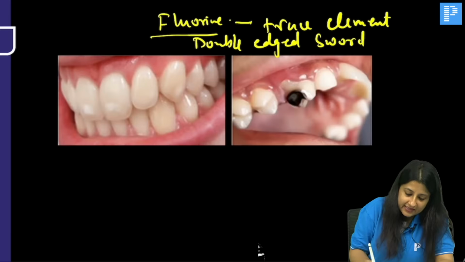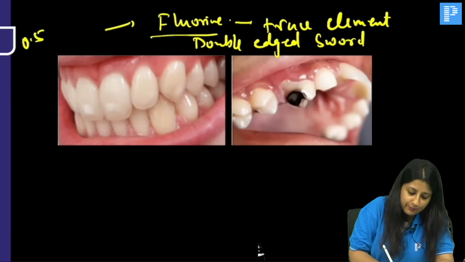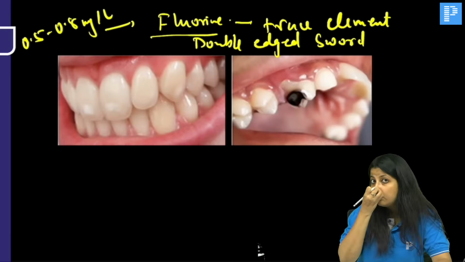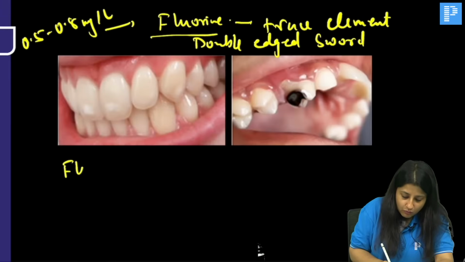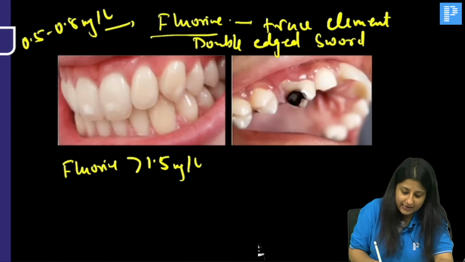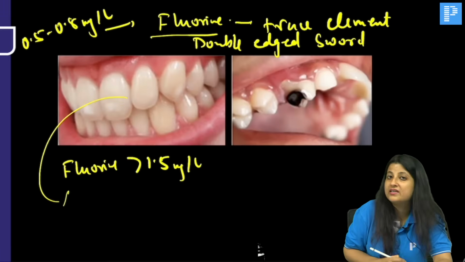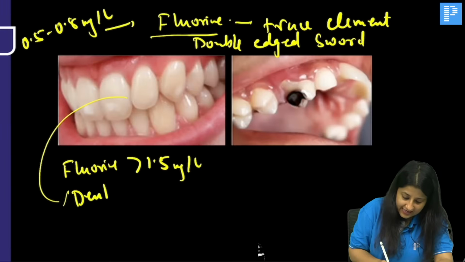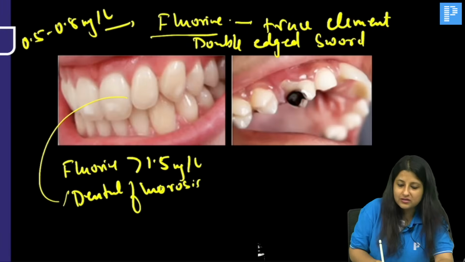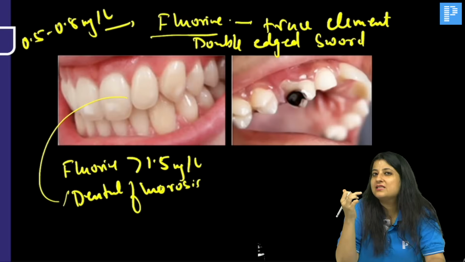Now, fluorine in drinking water, the level should be 0.5 to 0.8 milligram per liter. But when the fluorine becomes more than 1.5 milligram per liter, it leads to what you can see over here. This is dental fluorosis. What is dental fluorosis? Mottling of the upper incisors of the teeth.